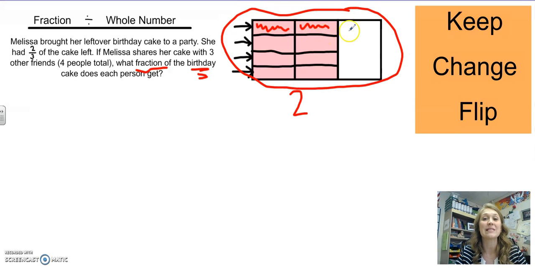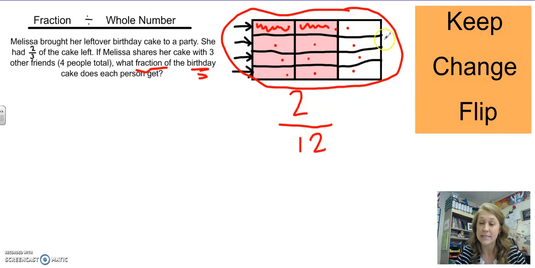So we actually have to extend our lines. Even though this part is missing, it's already been eaten, we need to extend it to figure out what fraction of the whole birthday cake one person will get. And then all we do to find our denominator is count all of the pieces. 1, 2, 3, 4, 5, 6, 7, 8, 9, 10, 11, 12. And so we see that each person is going to get 2 out of 12 total pieces, including the pieces that have already been eaten.